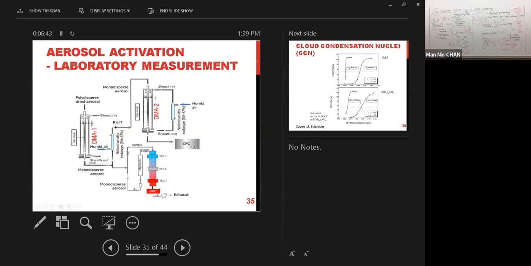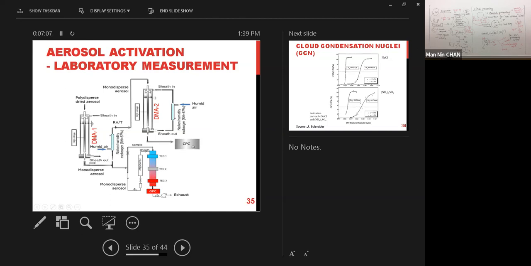So we do the size selection. We use what we call the DMA, differential mobility analyzer, to do the size selection. So now you can size select your particles. That's why we call this the monodispersed aerosol here. Now you have your aerosol size selected.